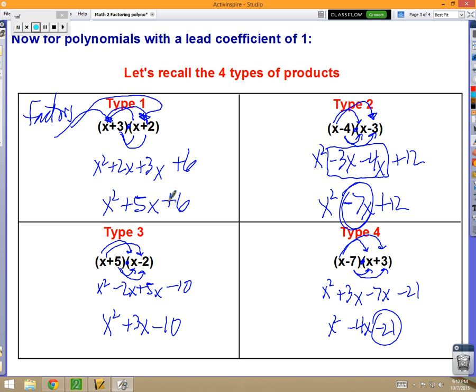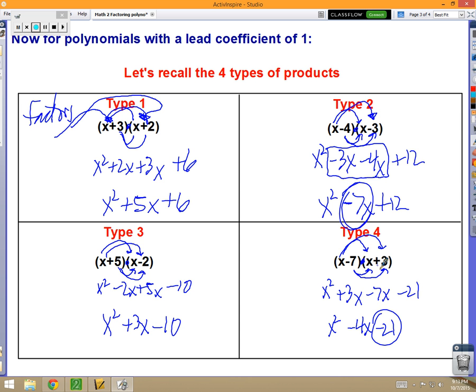Okay, so there's 4 types. The first one's easy. If everything's positive, everything's positive. Type 2, if everything in your factors are negative, that means your middle is negative and your last is going to be positive. Type 3, if you got one of each, if your bigger number is positive, your middle is going to be positive, your last is going to be negative. Because a positive times negative is a negative.